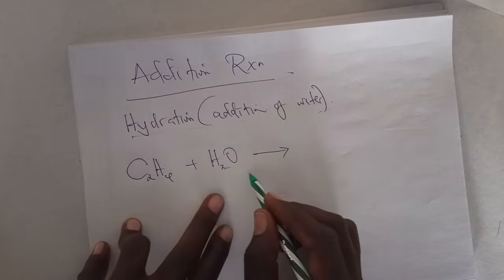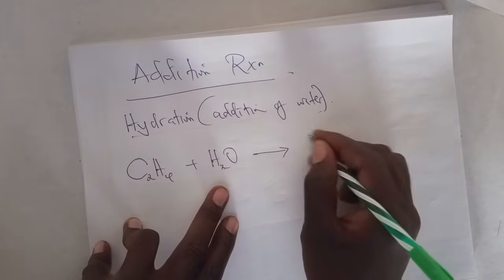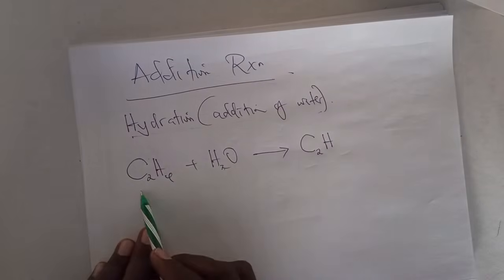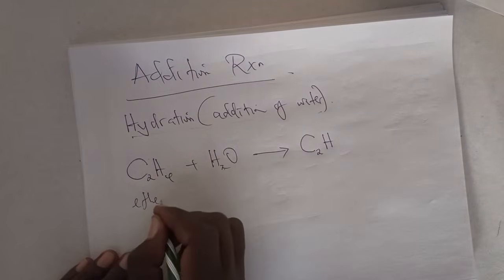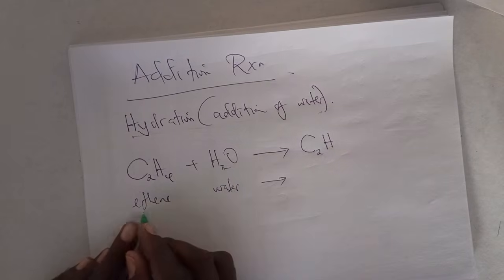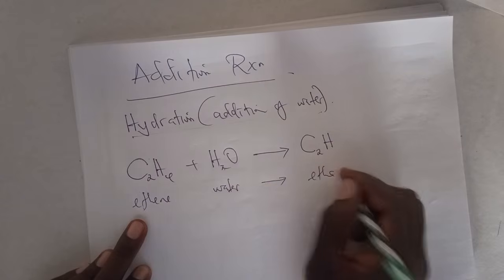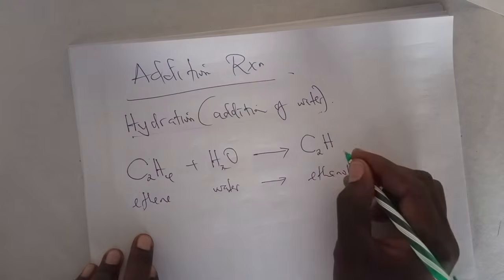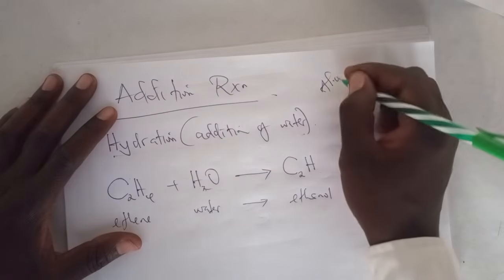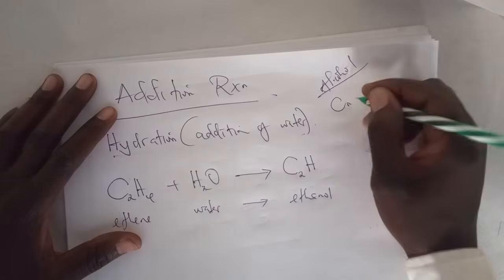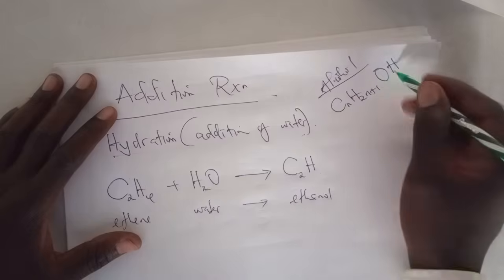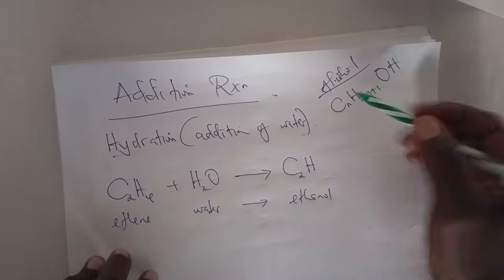Now, what is going to be produced? What we are going to have is the corresponding alcohol. What I mean by corresponding alcohol: this is ethene plus water, which is steam. This should give us ethanol, that is the corresponding alcohol. Now, how is ethanol written? Of course, we have the general formula for alcohols. The general formula is CnH2n+1OH. This OH is a functional group which determines the chemical characteristics of alcohols.